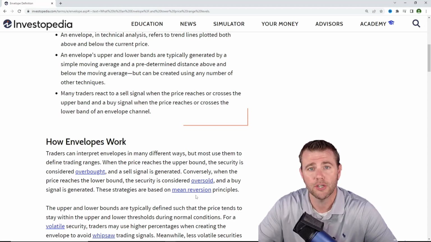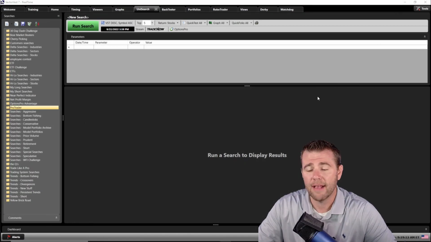So with that, that's really going to be the main gist of what we're seeing here with envelopes. So let's go ahead and jump into the VectorVest 7 software and get started here today. And as always, we start off in the VectorVest 7 Unisearch feature, which is our scanning capabilities. And we do have the ProTrader folder once again, which is an add-on feature using the ProTrader add-on tool, which allows us to create technical scans at any point with any indicators that we have available.